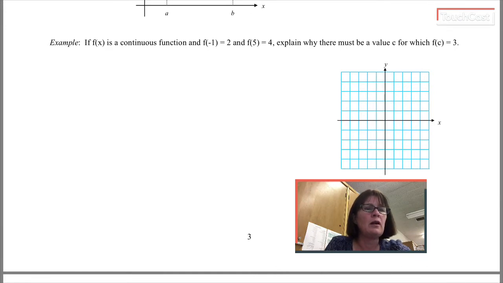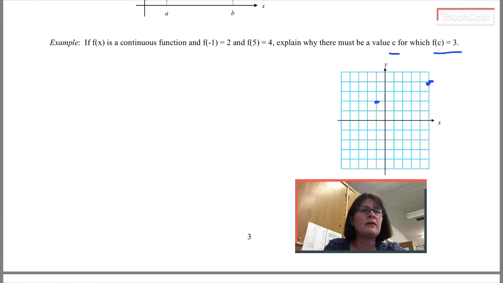So, like I said, I'm going to make a graph to convince myself that there must be a c for which f of c equals 3. So I know f of -1 equals 2. That means when x is -1, y is 2. And when x is 5, y is 4. So 1, 2, 3, 4, 5. And I know my function f. So far I only have 2 points on my blue function f. But I know f is continuous, and I know it contains those 2 ordered pairs.